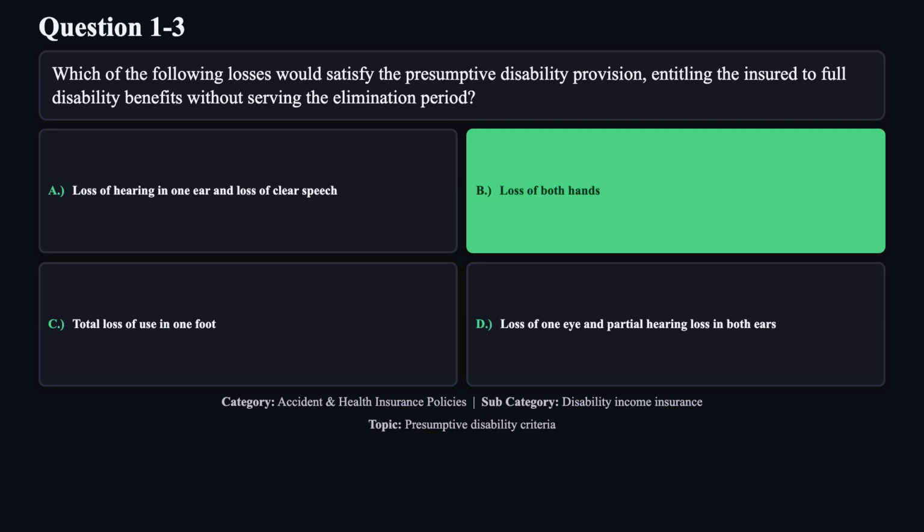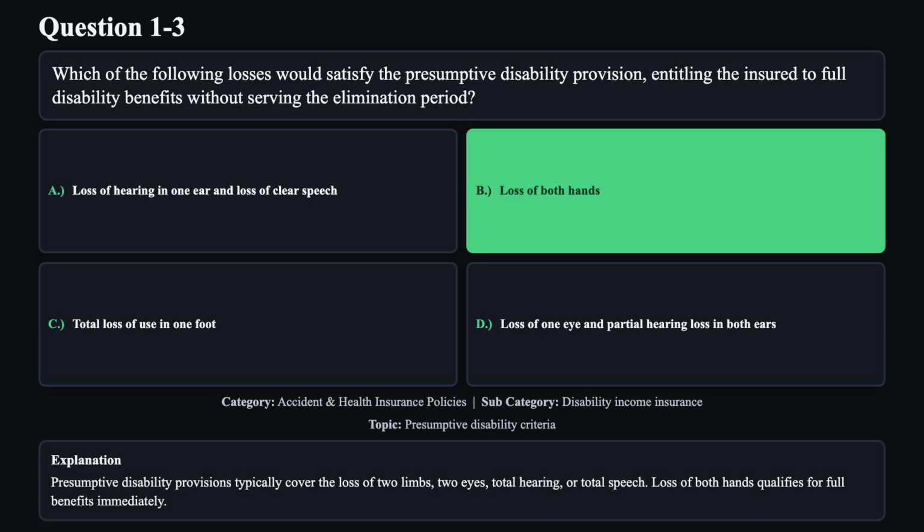The correct answer is B. Presumptive disability provisions typically cover the loss of 2 limbs, 2 eyes, total hearing, or total speech. Loss of both hands qualifies for full benefits immediately.